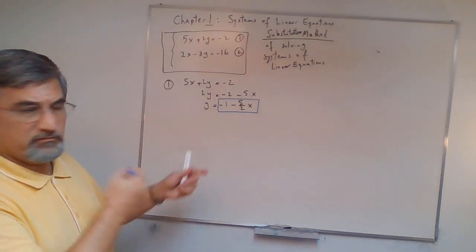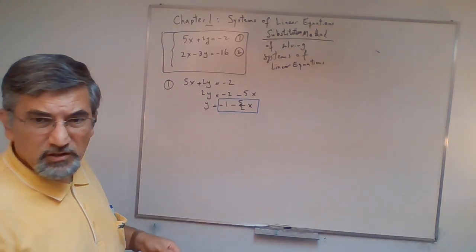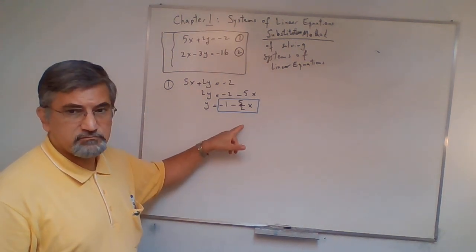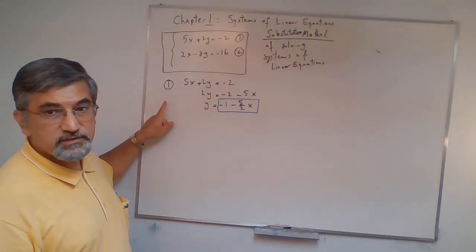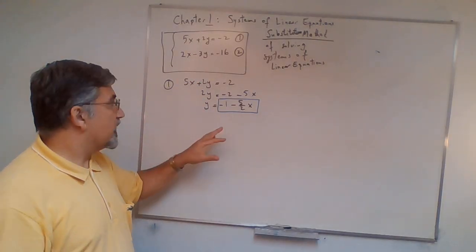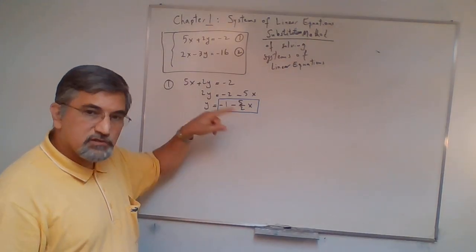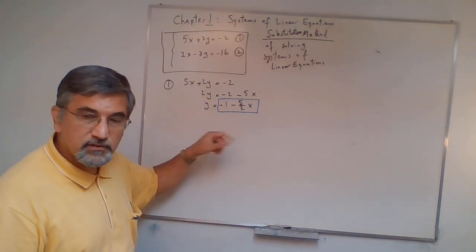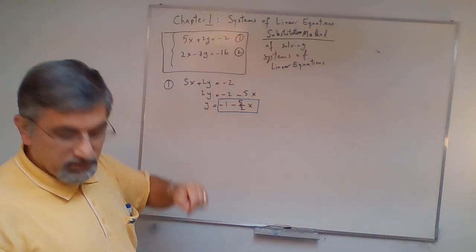I know that there were some fractions involved. That doesn't matter. Integers, fractions, decimals. Method is the same. So I found y in terms of x. That's all I did, using the first equation. See? Now you could have isolated x on the left-hand side. You could have found x in terms of y instead of what I did, finding y in terms of x. That doesn't matter.